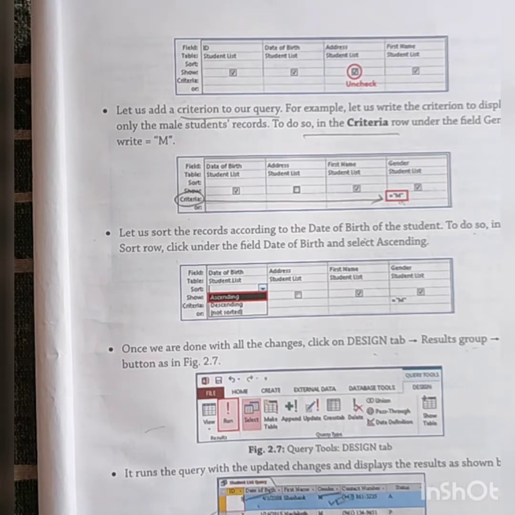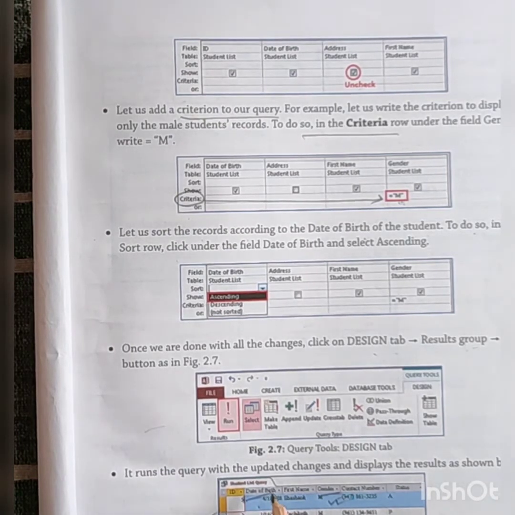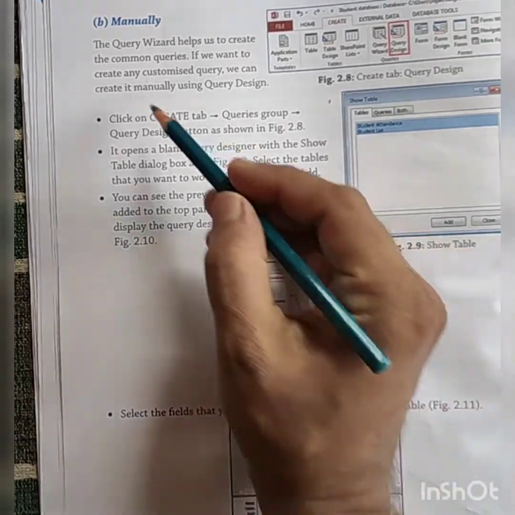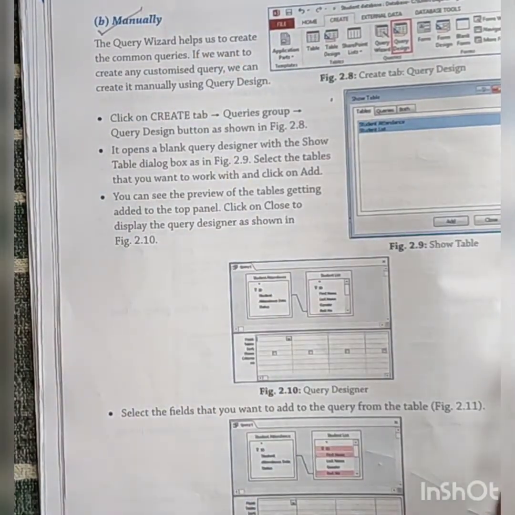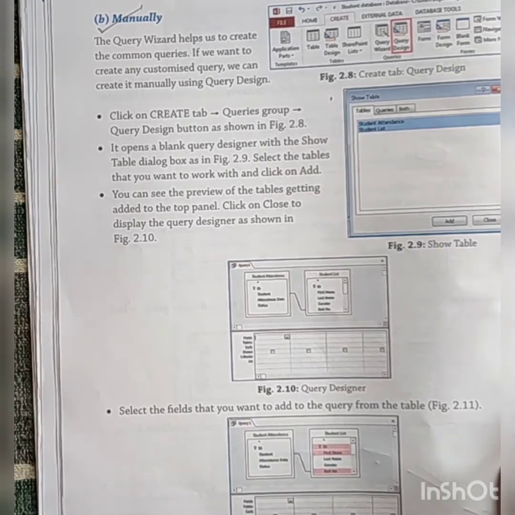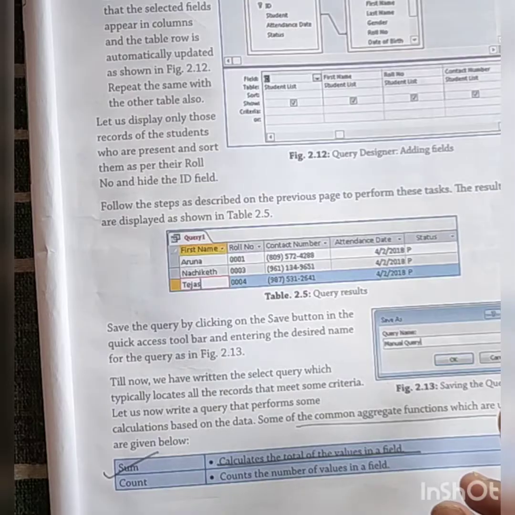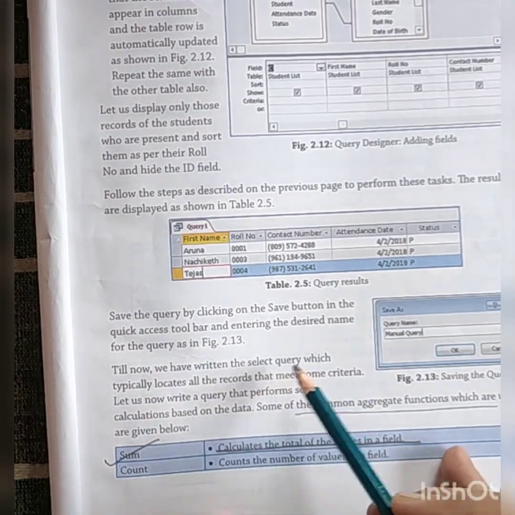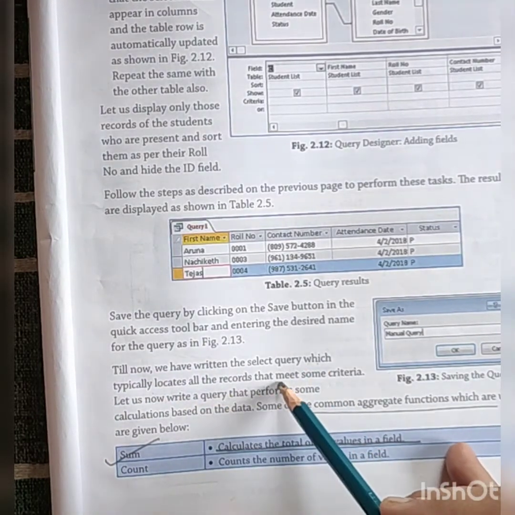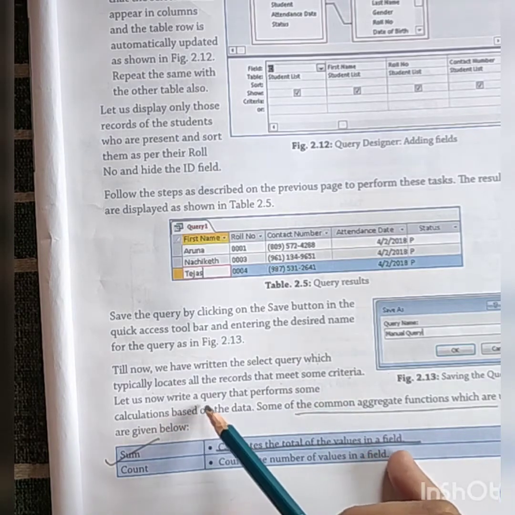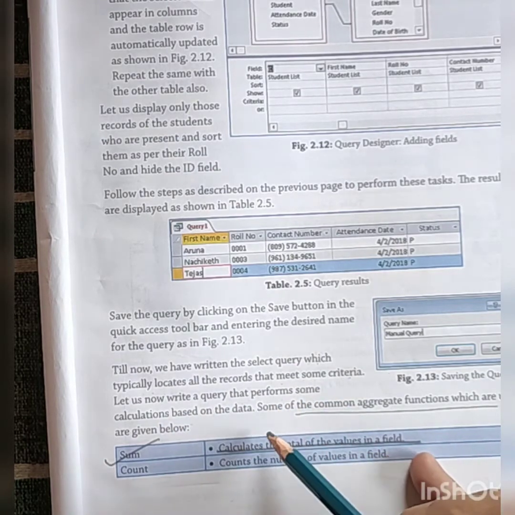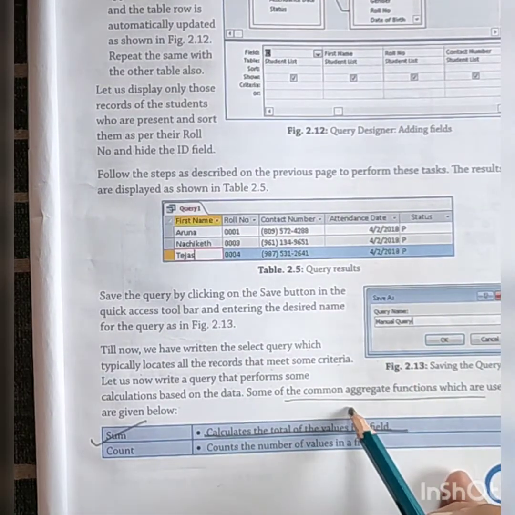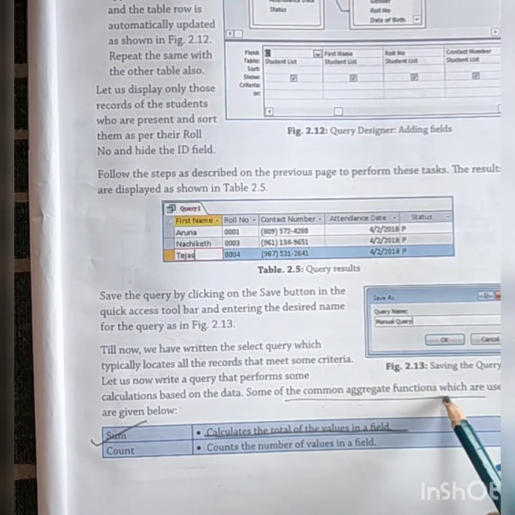So this is one kind of query, making a query criteria. We can also do the thing manually. Anyone you can do, choice is yours. Till now we have written the select query which typically locates all the records that meet some criteria. Let us write a query to perform some calculation. So we can perform some calculations also in a query. For that we can use some aggregate functions.